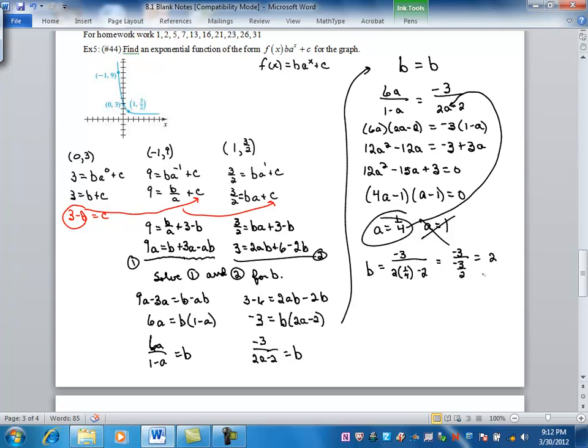And now once we know that b equals 2, we recall from way back over in that left-hand column that c equals 3 minus b. Got it set in there in red. So c equals 3 minus 2, which of course is 1. So the equation of this exponential function is b, which is 2, times a, which is a quarter, to the x power plus 1.